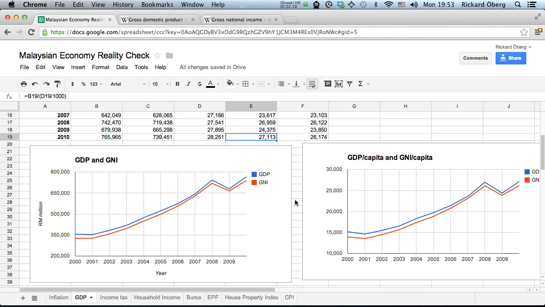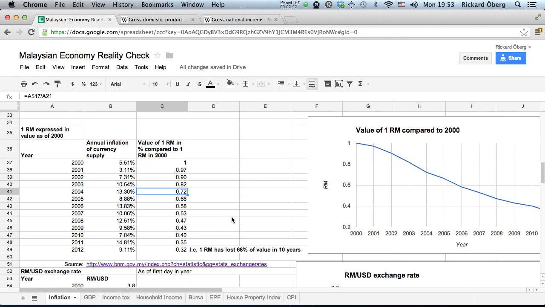As I said in the last episode, when you inflate the currency supply, the value of the currency goes down. So you have to take this into consideration when you want to compare numbers from different years. If we go back to the inflation sheet, which I showed you in the last video, here we have the table where 1 ringgit in 2000 is the baseline. And as more and more ringgits are printed every year, we adjust the value of that 1 ringgit downwards, so that we see how much it is worth.